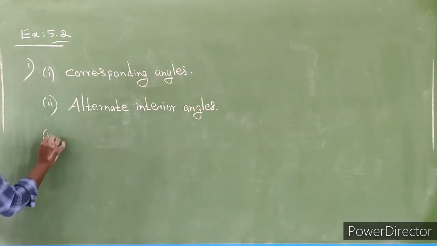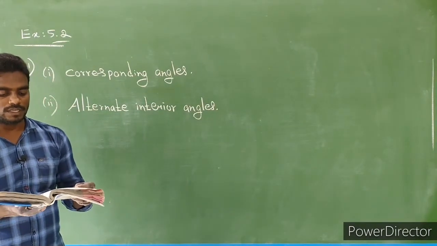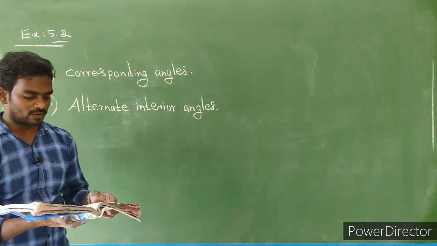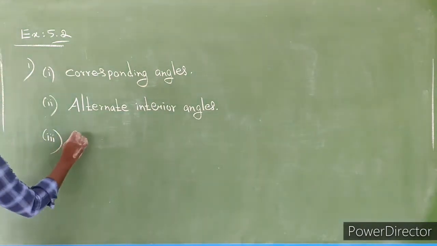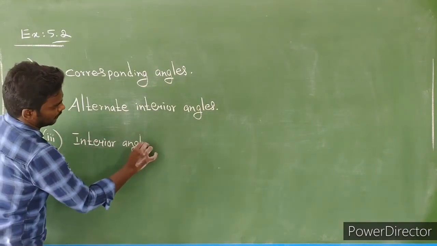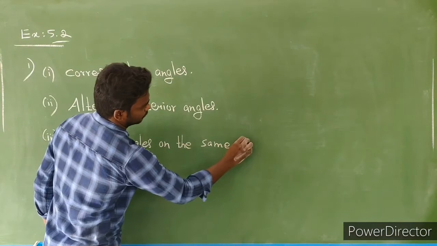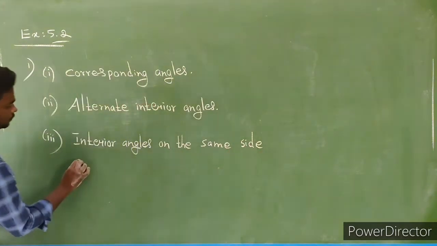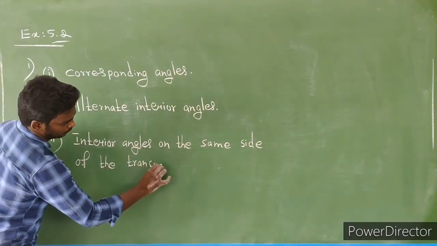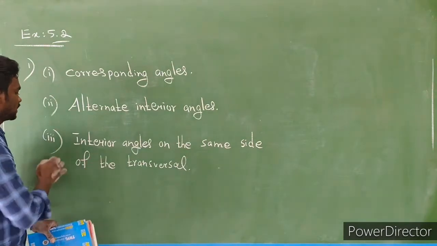Then the third condition. What is the third statement? If angle 4 plus angle 5 is equal to 180 degrees, the sum of the interior angles on the same side of the transversal. So angle 4 plus angle 5 is equal to 180 degrees. What is the condition? Interior angles on the same side of the transversal are supplementary. This is our third condition.